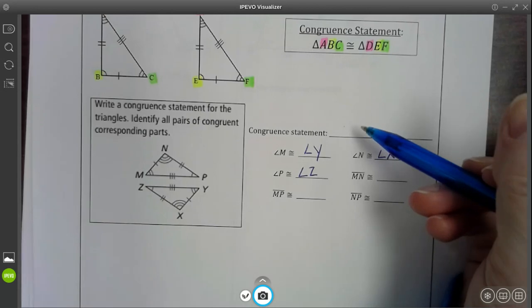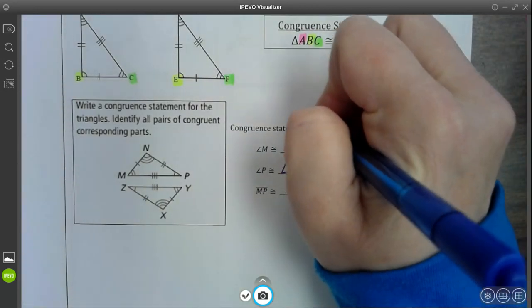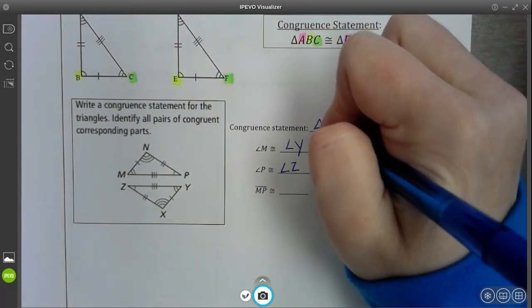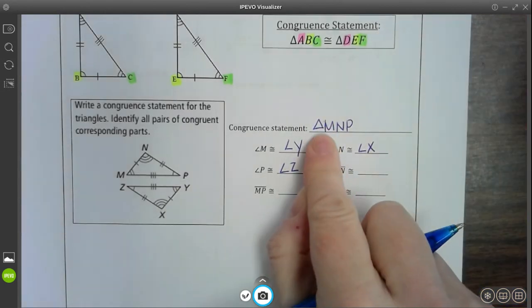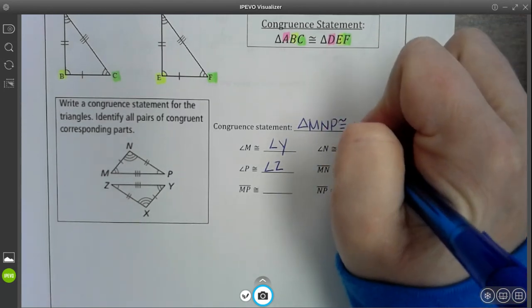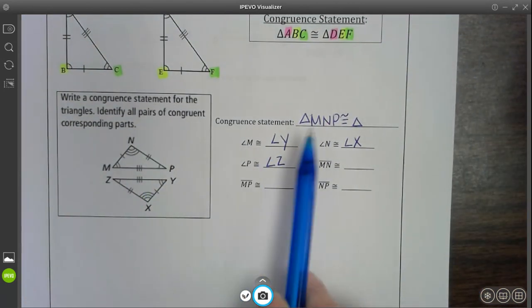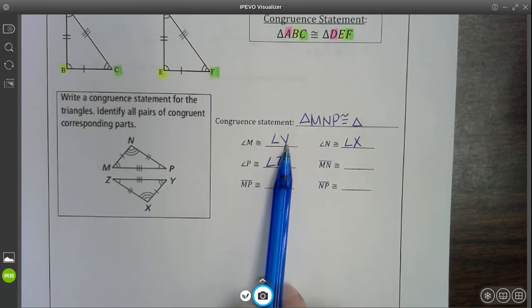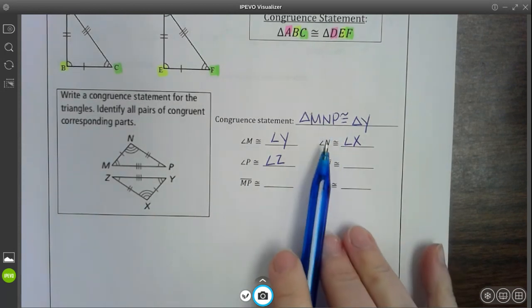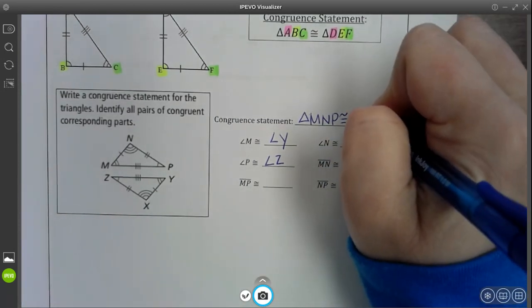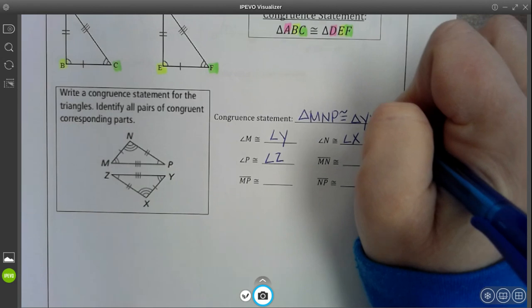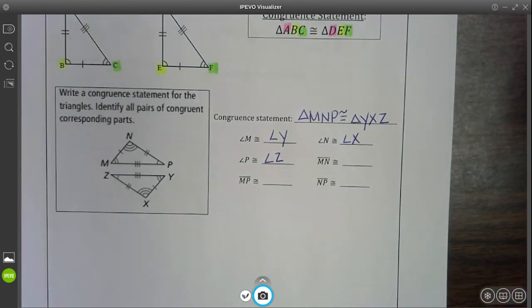Now I can actually write my congruent statement. I'm going to just name one of them. To name a triangle, you just name the 3 letters in any order. I'm going to call this triangle MNP. With triangles, please make sure to put the triangle symbol in front. Then we're going to say it's congruent to triangle. Now the M is first, and the M is congruent to the Y. So in the other triangle, we need to write the Y first. The N is the middle letter, and the N corresponds with the X. So I'm going to put the X next. Then the P is the last letter, and P corresponds with the Z. So I'm going to write the Z here. That's my congruent statement.